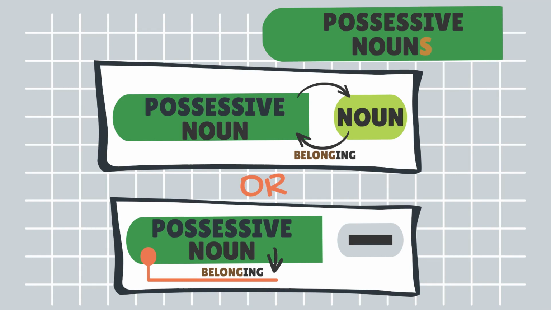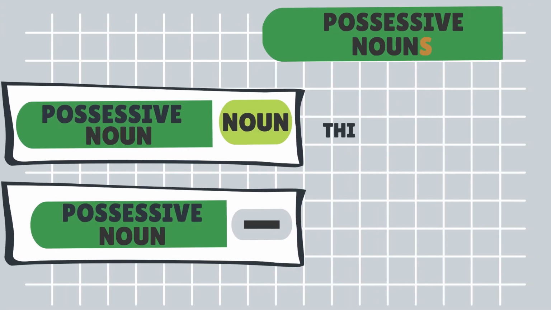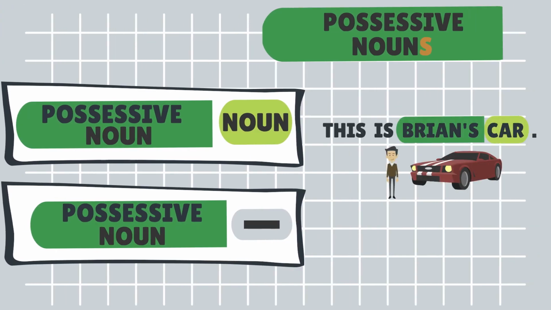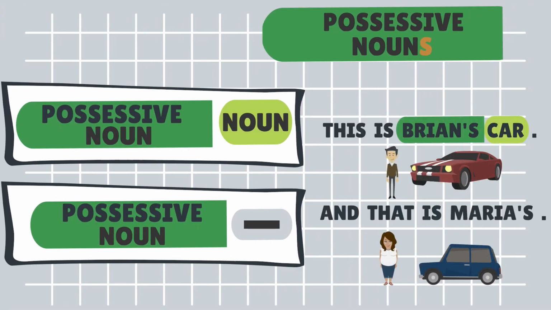We can use a possessive noun with another noun, or without it. This is Brian's car. And that is Maria's.